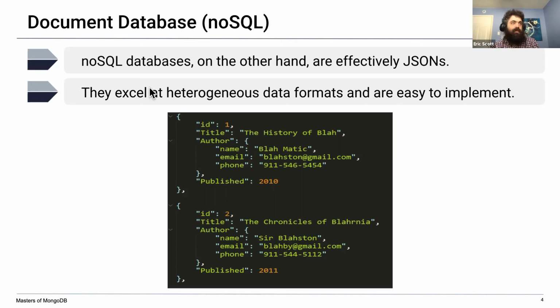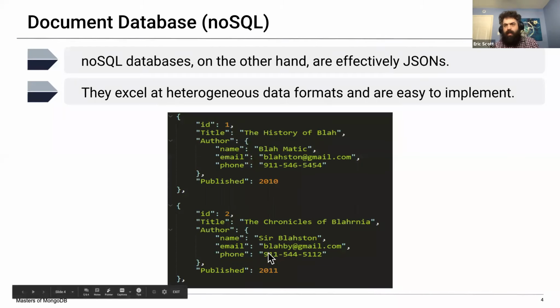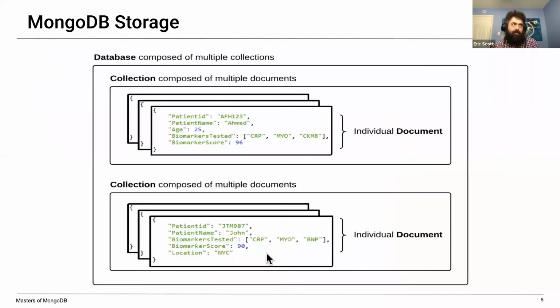For example, if the author of this one had no phone number, or this one we wanted to add a website here, we don't have to necessarily say that ahead of time. So MongoDB is very forgiving.